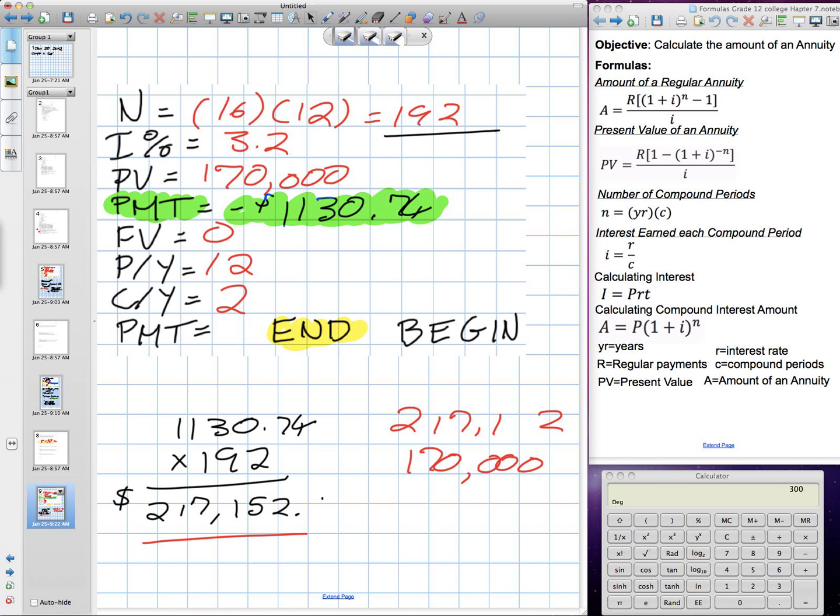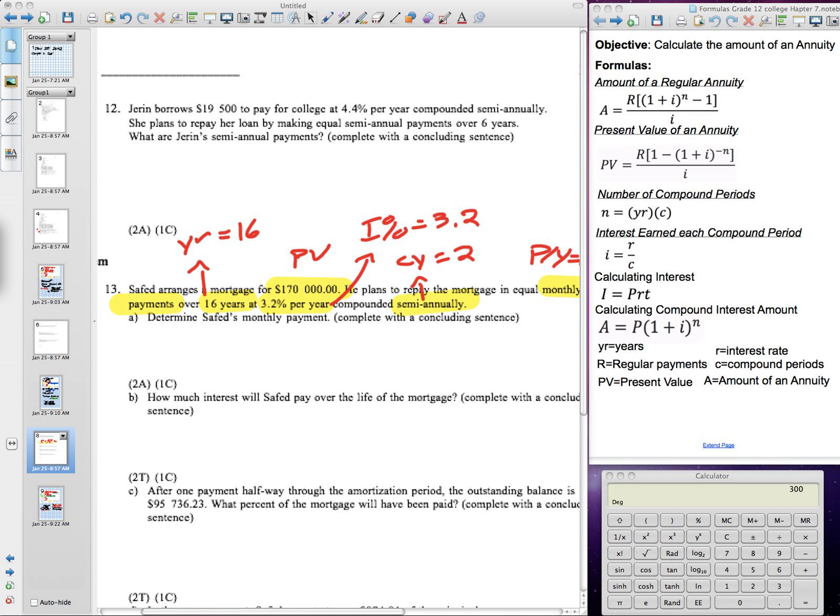So if the bank gave us $170,000 and the person paid off $217,152. Sorry, the number was 102. Take a mark off, sir. Okay. Either way, $50 less. So how much interest does this guy have to pay to the bank for borrowing that amount of money? 47,102. So he paid almost $50,000 in interest over 16 years to borrow $170,000 from the bank. He actually paid exactly $47,102 in interest. For question B, that would be these.